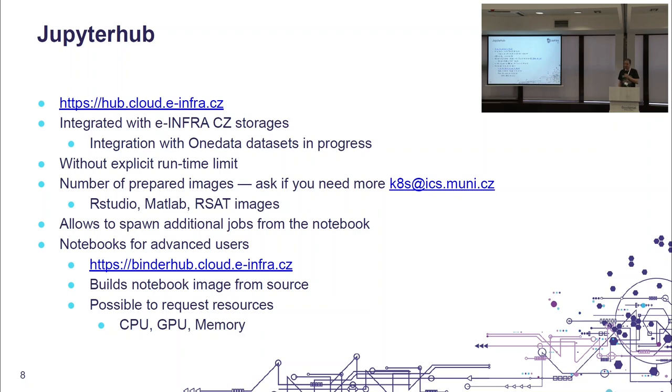From the notebook, you can also spawn new jobs. So you don't need anything special. Basically, you can access the Kubernetes API directly from the notebook. The authentication is established once you have the notebook, and you are free to run additional jobs, but you actually need to know how to run the job. It's a bit difficult, but if you overcome this obstacle, you are free to run jobs in the background from the notebook.